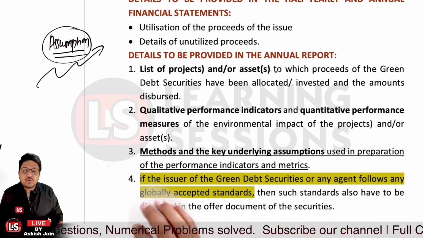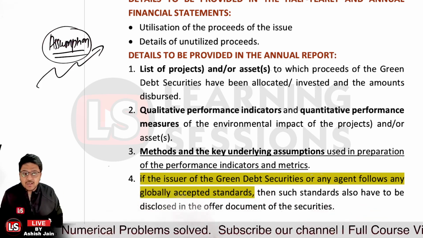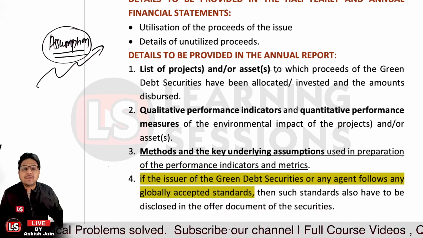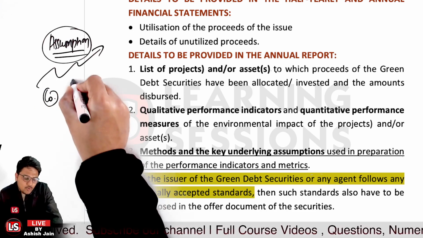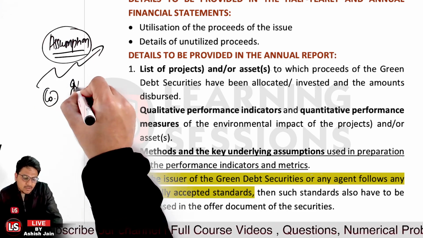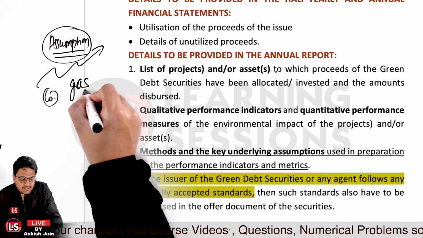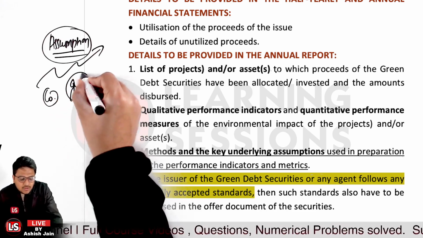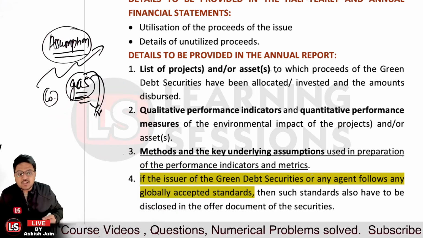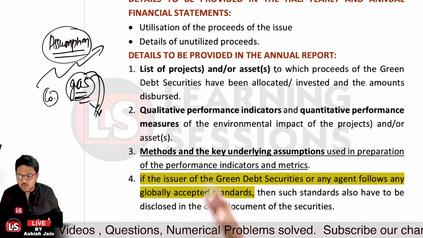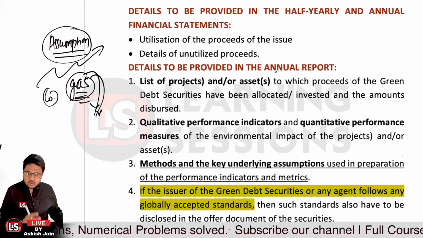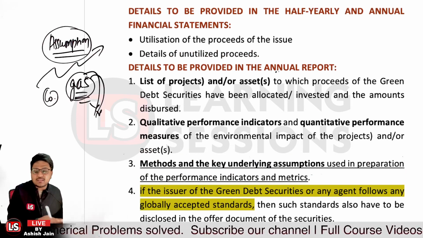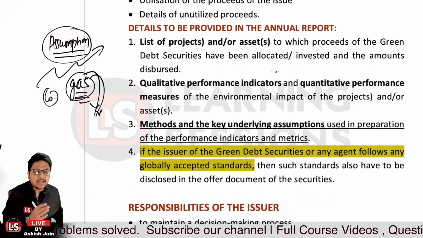And further, if the issuer of the green debt securities or agent follows any of the globally accepted standards, let's say there is a company which is actually following globally accepted standards, in that scenario those particular standards must also be indicated and disclosed in the offer document, right? So these are the annual disclosures which you need to do, and further some of the information is to be provided on a half yearly and yearly basis.